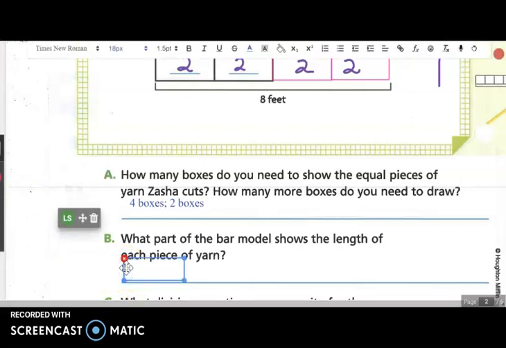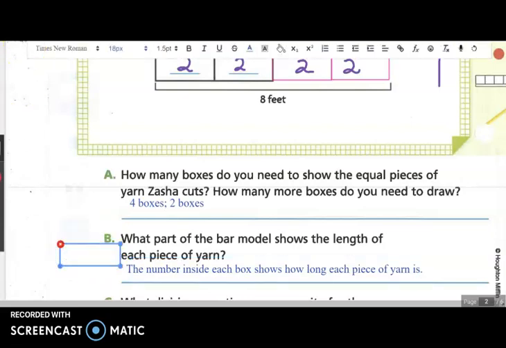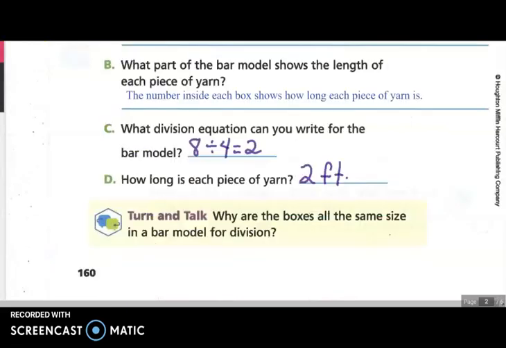So the number inside each box shows how long each piece of yarn is. Okay, if you're at home, go ahead and stop your video and get that written. Okay, so we have 8 divided by 4 equals 2, and that makes each piece 2 feet long.